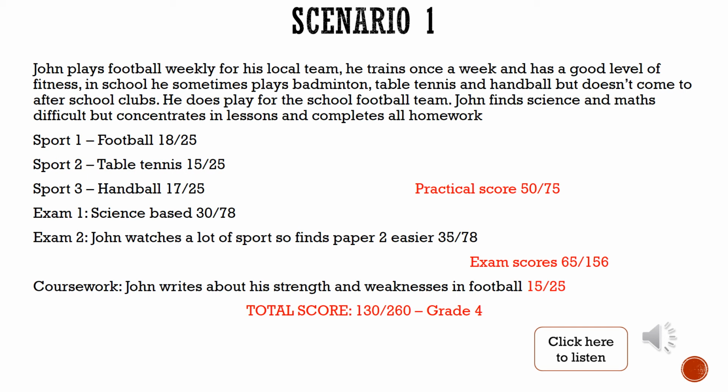And there's an idea, a very approximate idea, of practical scores for football, table tennis and handball. So you can see there the two team sports, football and handball, and then table tennis, the individual sport. And based on the exam of what we think someone would get, if they're struggling with science and English, 30 out of 78 for paper 1, and then slightly higher in paper 2. Our students tend to score higher in paper 2. It's contemporary issues in sport, so if you watch a lot of sport and you know what's going on in the world of sport, you can answer the questions a little bit easier. And that would give an exam score total of 65 out of 156.